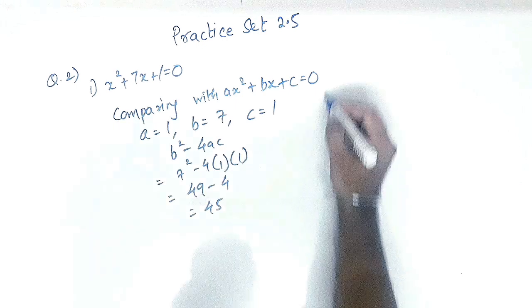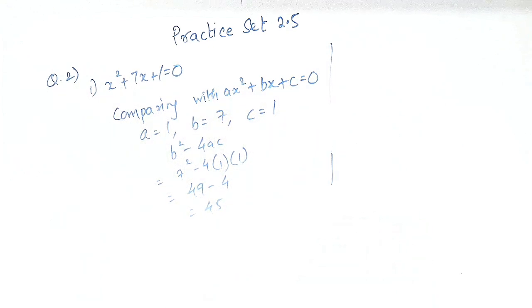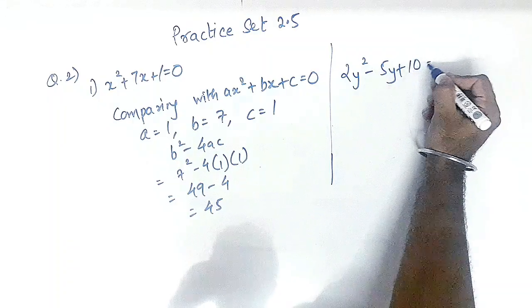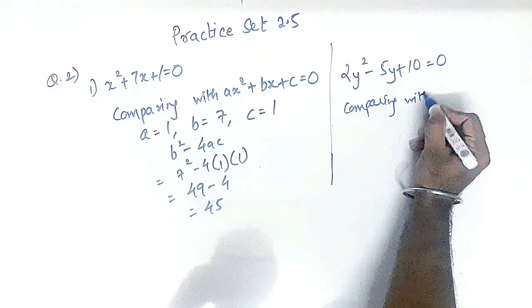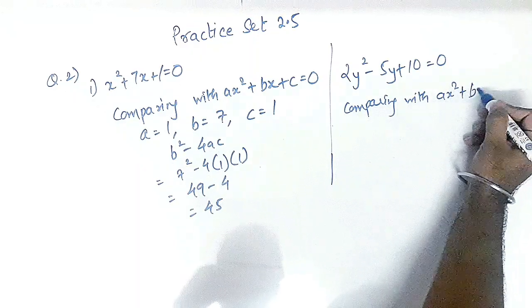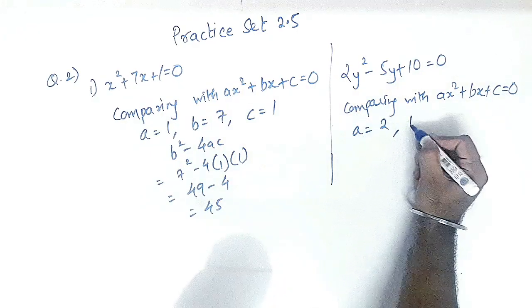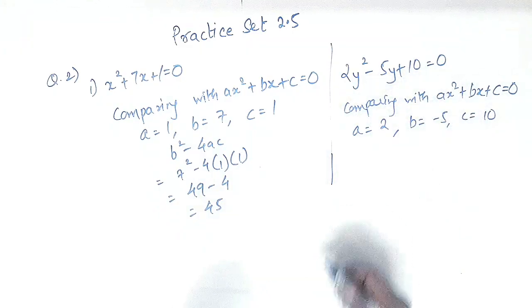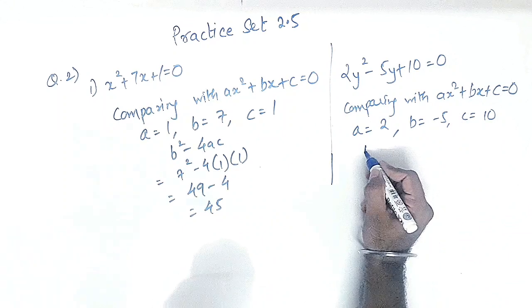Then the second one is 2y square minus 5y plus 10 equals 0. Comparing with ax square plus bx plus c equals 0, we get a equals 2, b equals minus 5 and c equals 10, as you can see here. So we are just finding the discriminant.